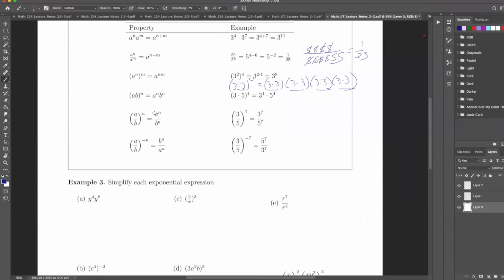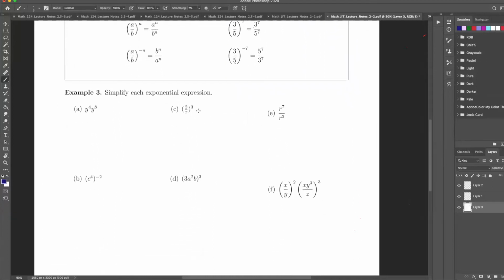Here, I can distribute it in. So if I have 3 and 5, I can put it into a 4th and a 4th. If I do it over a fraction, you can distribute into the fraction. So it'll be 3/5 to the 7th power, so it's 3 to the 7th power over 5 to the 7th power. And if I have a fraction to a negative power, I can just flip it and multiply it. So here we have 3/5 to the negative 7. The 5 goes up on top and the 3 goes down below. Okay? All right.